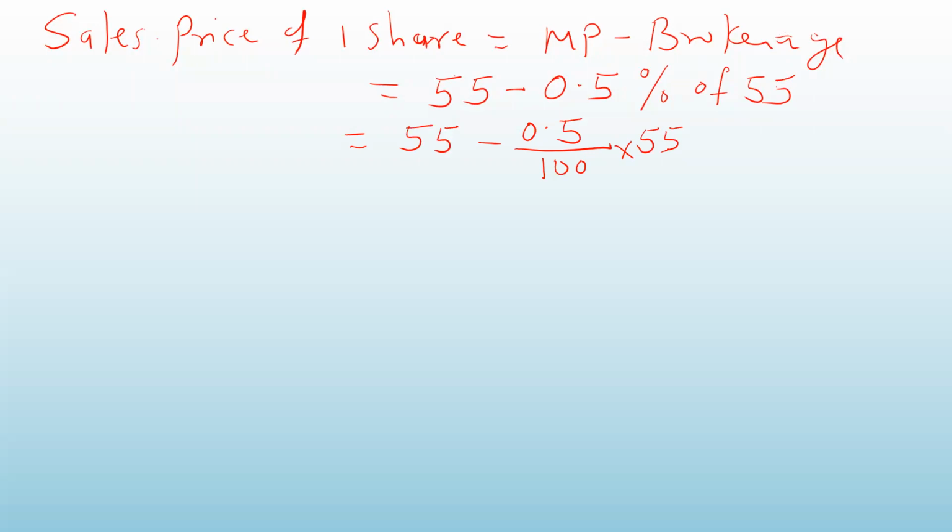Remember here, this is the common mistake which students commit. What is that mistake? They just subtract 0.5 from 55. It will give you 54.5, which is wrong. You don't have to subtract 0.5. Brokerage is 0.5%. Percent of what? Of market price. Market price is 55. So 0.5% of 55. How do you calculate the percentage? 0.5% means 0.5 divided by 100, 0.5 into 55. Okay. So calculate that.